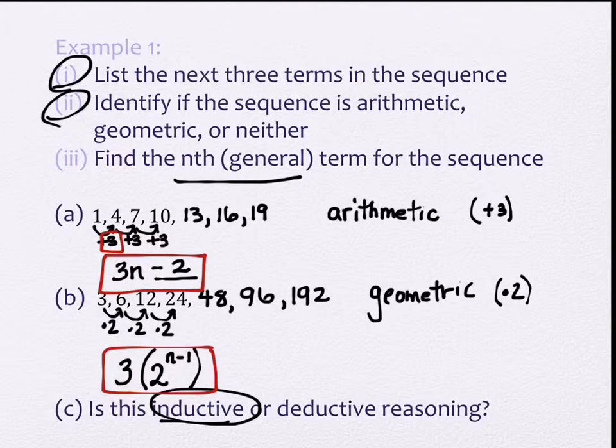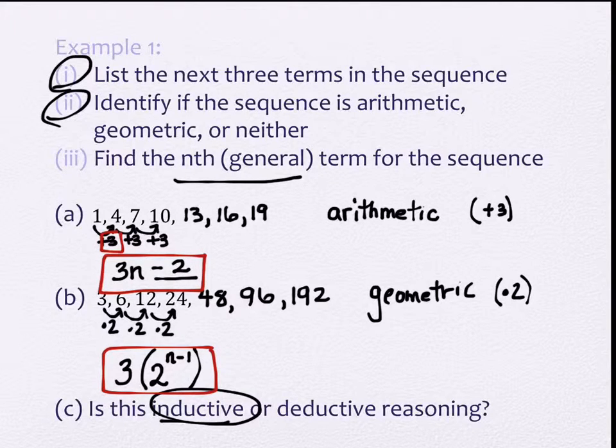Geometric. In a geometric sequence, we notice that we multiply by the same thing every time. Repeated multiplication is exponents. So this common ratio, this number I multiply by, is the base of an exponent, which exponent is always going to be n minus 1. And the reason it's n minus 1 is because when I plug in the number 1, I get 0, and this whole thing becomes 1. Anything to the 0 power is 1.